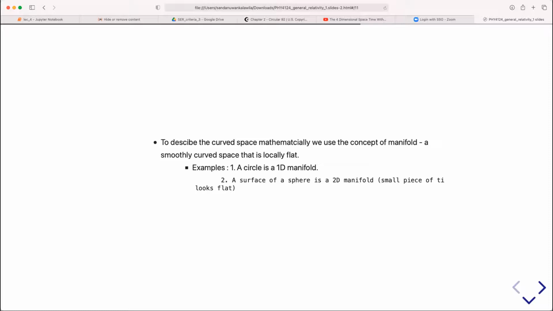Now, if you look at examples, a circle is a 1D manifold. And if you look at the surface of a sphere, that is a 2D manifold, right? So that's 2-dimensional, the surface of a sphere. So if you look at a small piece of the surface of the sphere, it looks flat, right? So that's why it's a smoothly curved space. And locally, if you take a small area, that particular area looks flat, right? So that's the idea. And these kinds of surfaces we call a manifold, right?